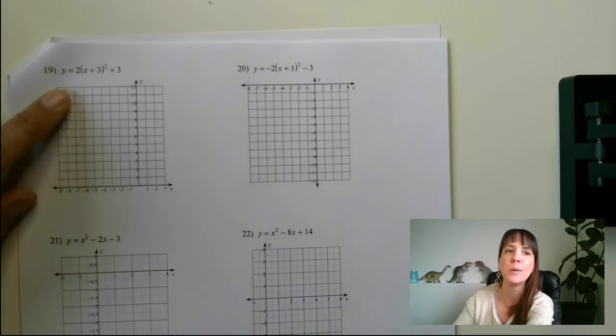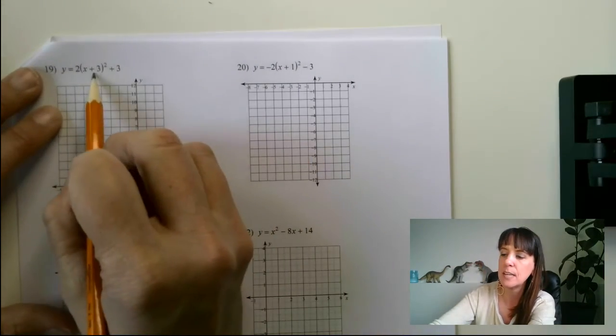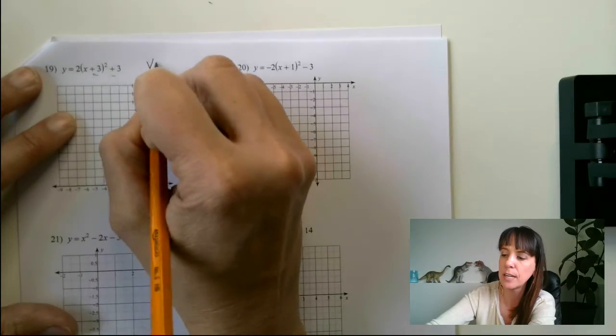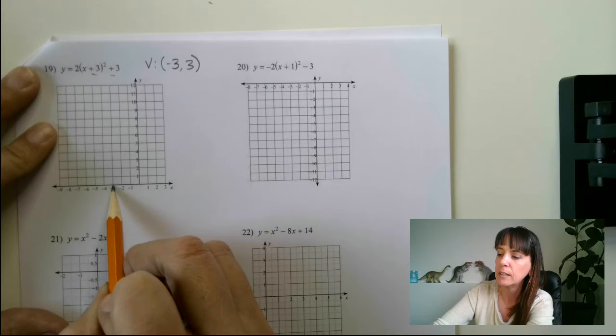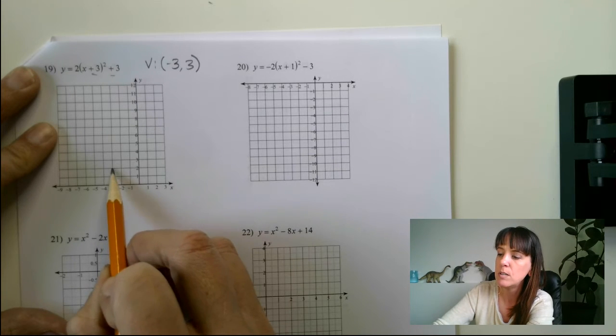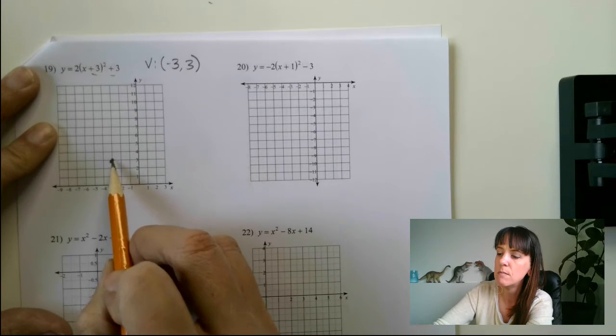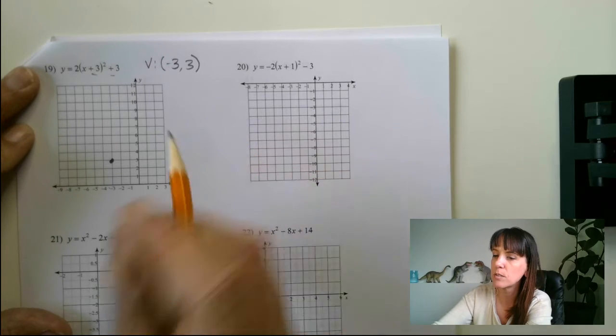Like, let's look at this 2 here, right? It's -3, +3. So our vertex is going to be -3, +3. Over -3, up 3. 1, 2, 3.